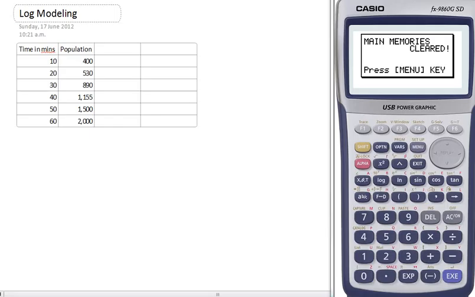Okay, so this is the first of the videos about log modeling for merit, and at this point you'd have done your experiment and imagine this is the data you've generated. I've just generated some data.